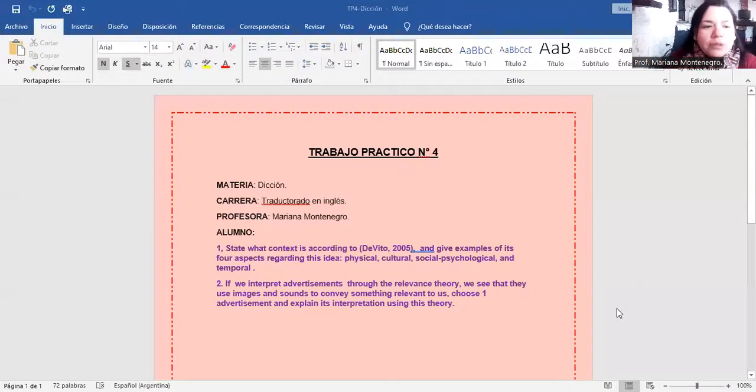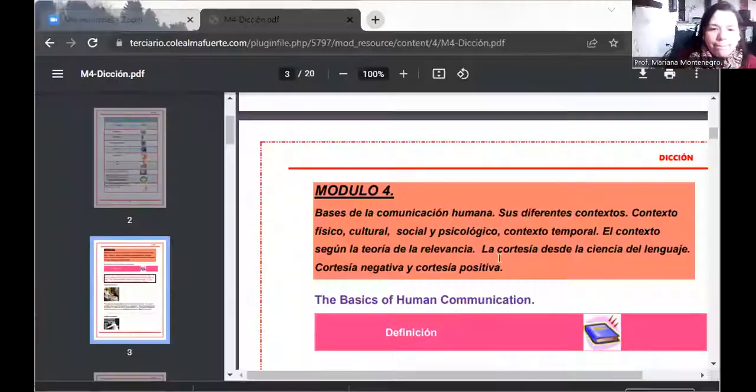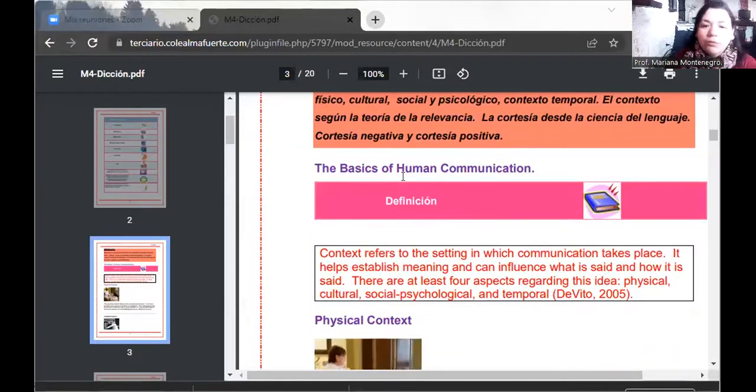Well, then, with respect to Dicción, Module 4, you have to state what context is according to Vito 2005 and give examples of the 4 aspects regarding this idea. Say, you have in the first part of the module, here, you have the basics of human communication, the definition of context. So this is what you have to say, what context is and what it refers to.